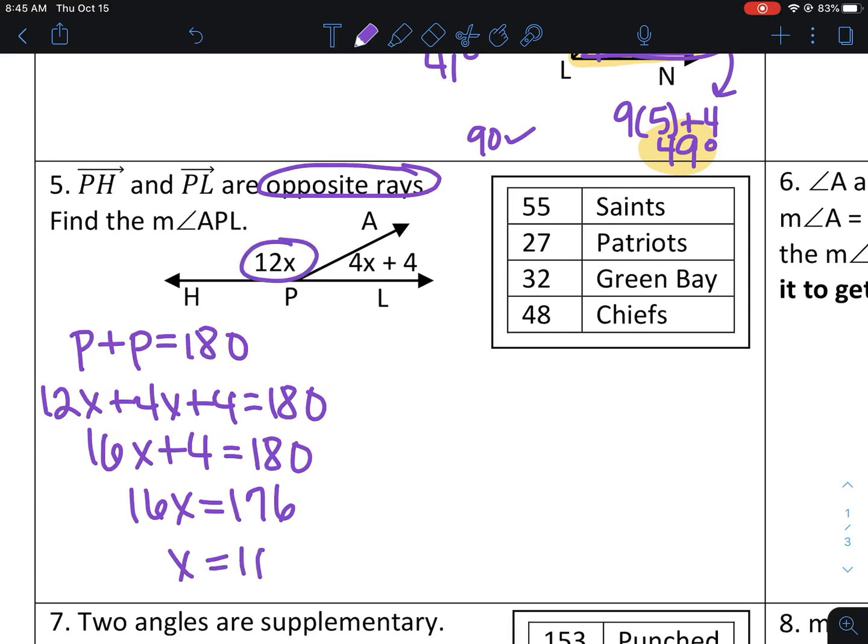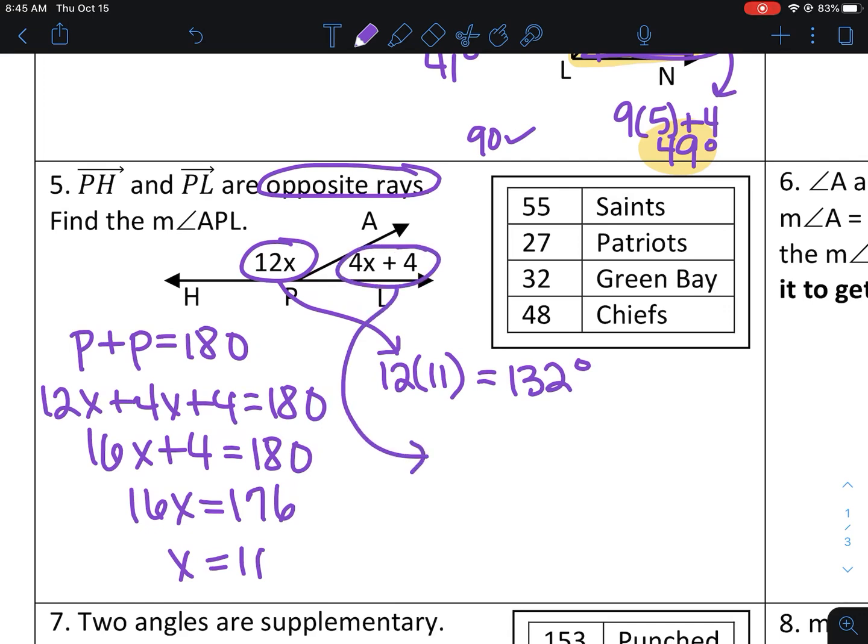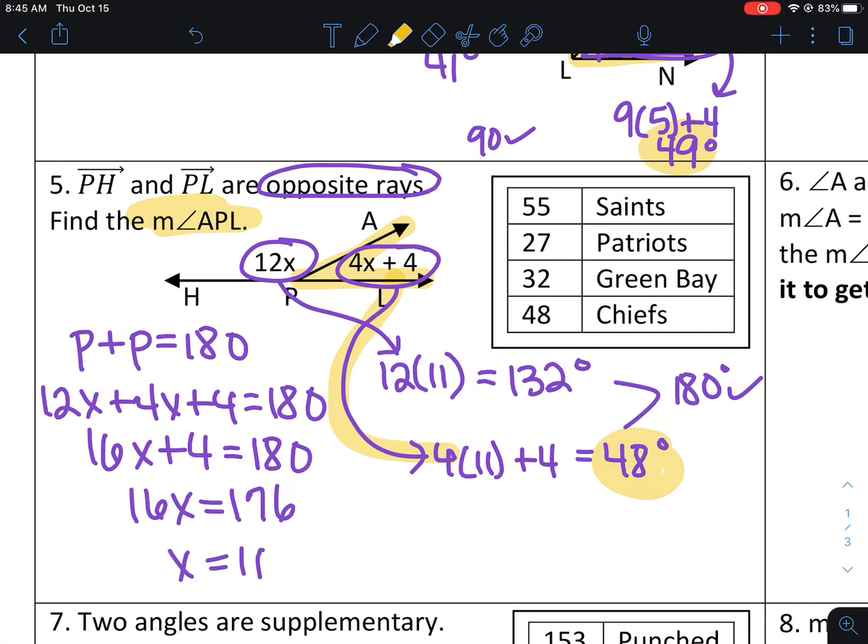All right, so I'm going to plug it into both just to make sure I got it right. So 12 times 11 is going to be 132. And then 4 times 11 plus 4 is going to be 48. And I'm going to add both of these to make sure they equal 180. Okay, looks good. So they both add up to 180. So we're good. All right, now let's see what the question actually wants me to do. Find APL. So let's see, APL, which was this one. So that's 48 degrees.